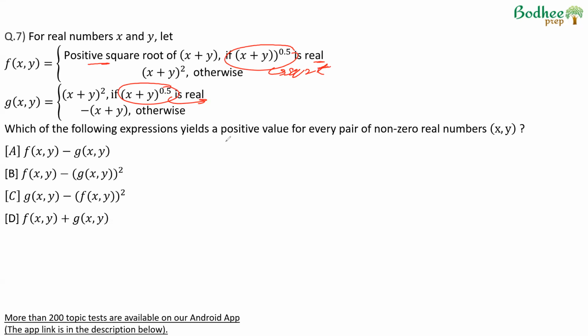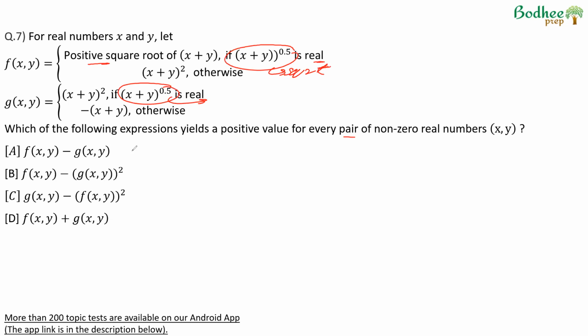Which of the following expressions yields a positive value for every pair of non-zero real numbers x and y? f of xy minus g of xy. So for every pair, f of xy has to be greater than g of xy if this is a positive value. Can this happen?